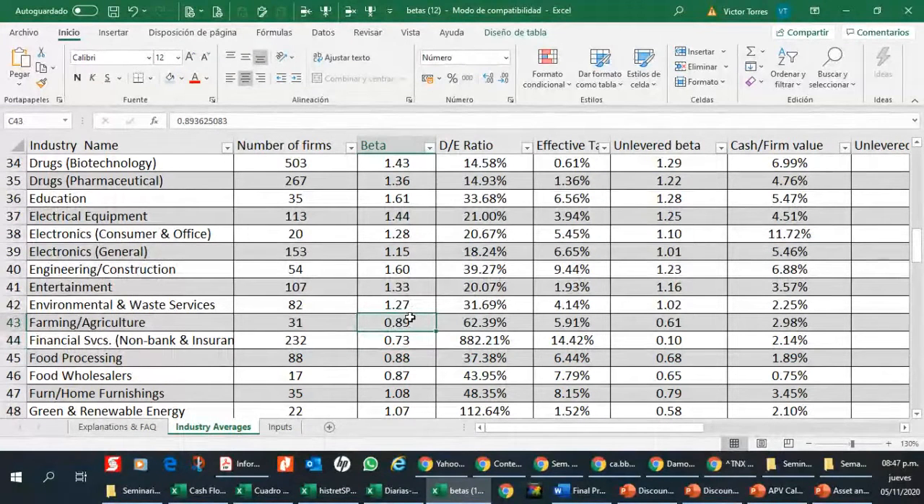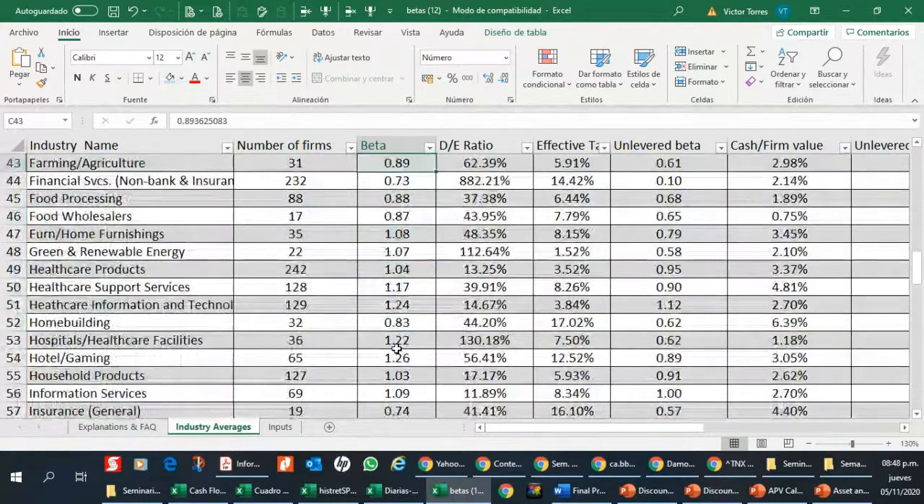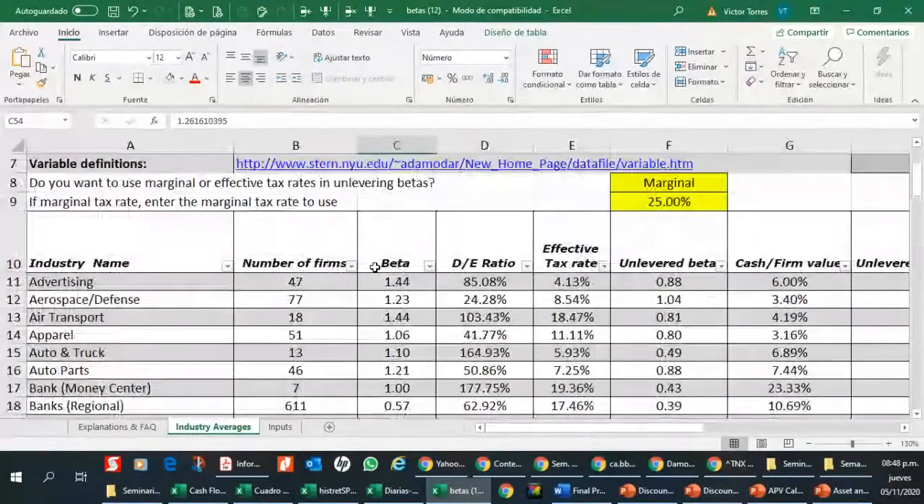And obviously you do remember that a beta lower than 1 means that it has a lower risk than the market. And that applies when you go to farming: the level of risk is going to be lower than the market in general. Or if we want to talk about a different type of industry, like hotel and gambling, for instance, it's going to have a higher beta than the market in general.